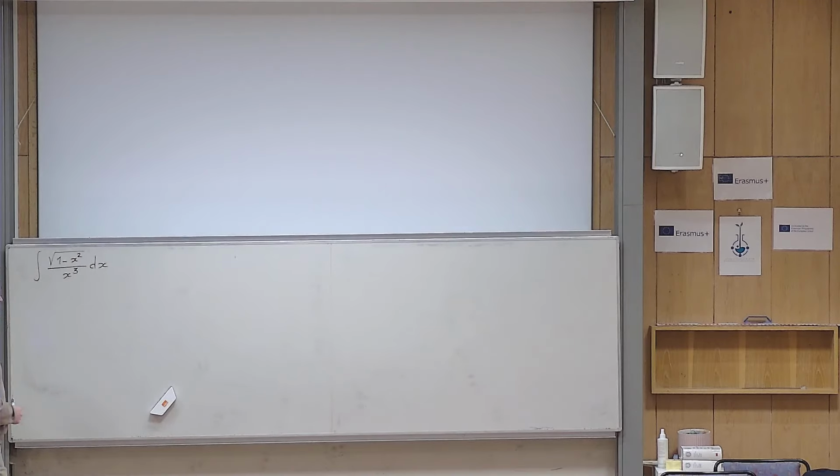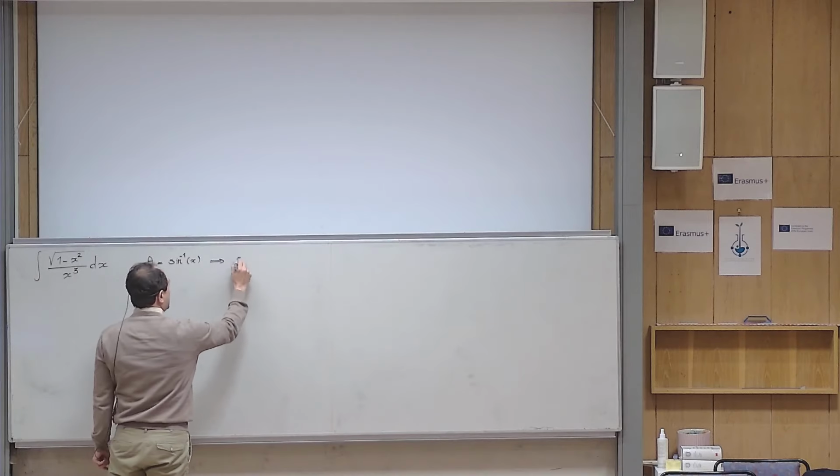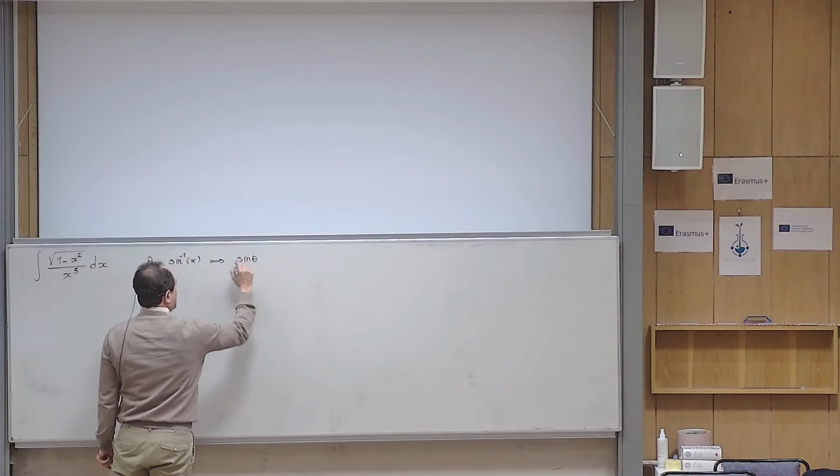So the substitution that I will use is to introduce a new variable theta as sine inverse of x. Okay? So what is the consequence of this? If theta is sine inverse of x, of course, by the definition of sine inverse, sine of theta becomes x.